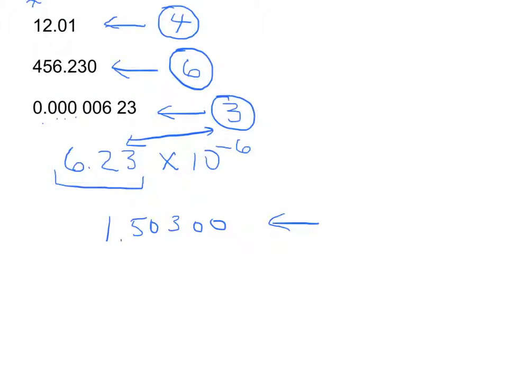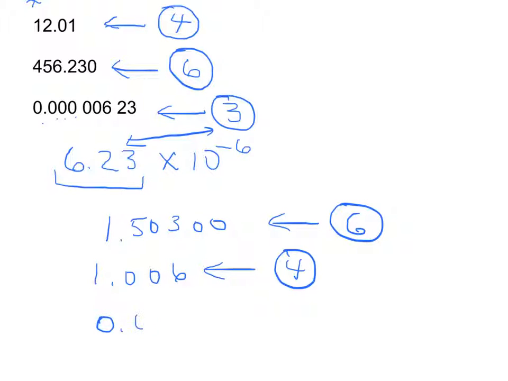It has 6 significant figures because these at the end do count. How about 1.006? How many significant figures? It has 4: 1, 2, 3, 4, because the captive zeros count.